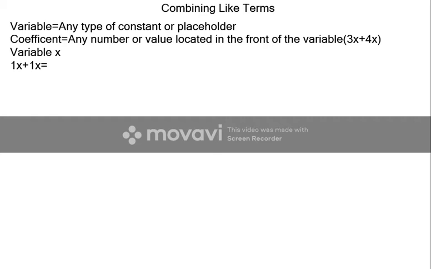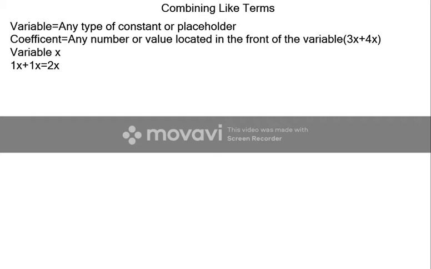So after this, it's very simple. You know that you have two of the same variables, right? So just combine them. What is 1 plus 1? Well, that's 2, right? So 2, and then you just carry over the variable. So the answer would be 2x. So think of the variable as like a number, right? It's x plus x. It would be 2x. 1 plus 1 is 2.